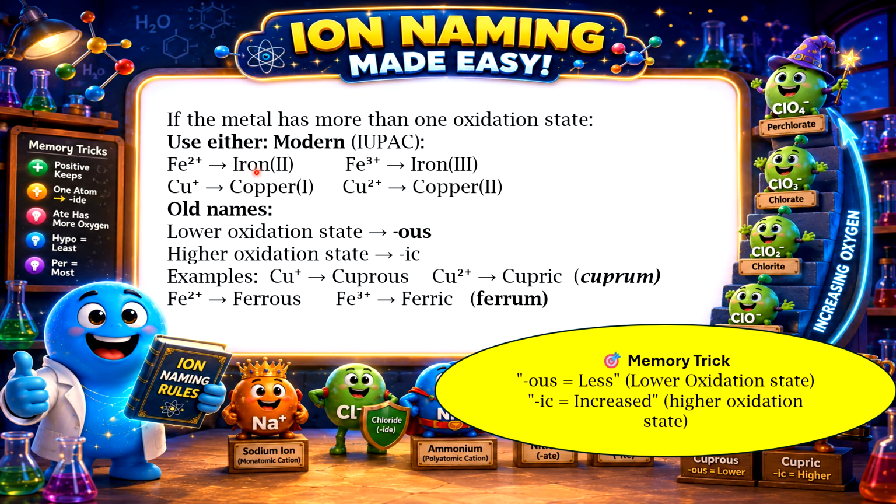As per the modern IUPAC name, we write the name of the element, and in brackets we write a Roman numeral to indicate the oxidation state of that element. Like Fe2 plus, iron with Roman numeral 2 in brackets. Fe3 plus, iron with Roman numeral 3 indicates the oxidation state of iron is +3. Likewise for copper, Roman numeral 1 indicates the oxidation state of copper is 1, and Roman numeral 2 indicates the oxidation state is 2. So OUS indicates lesser oxidation state, and IC indicates higher oxidation state.